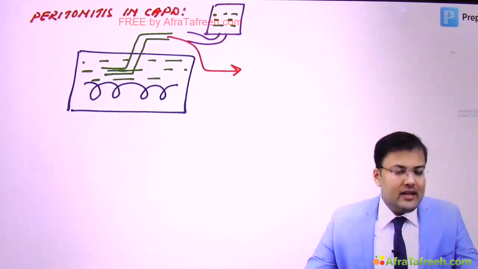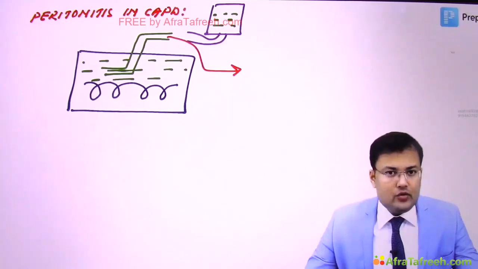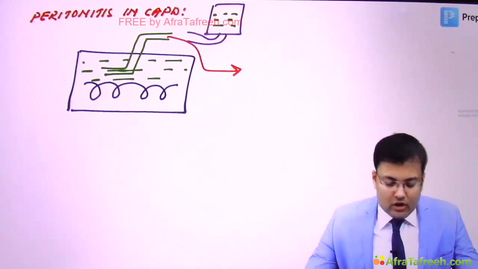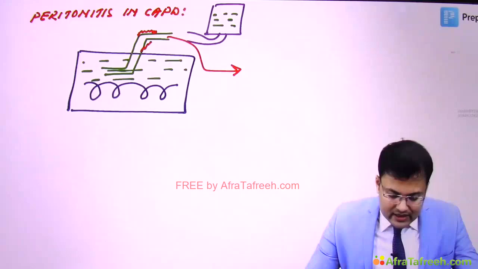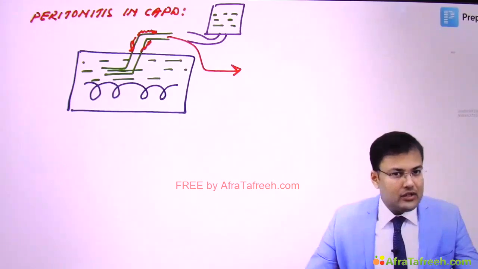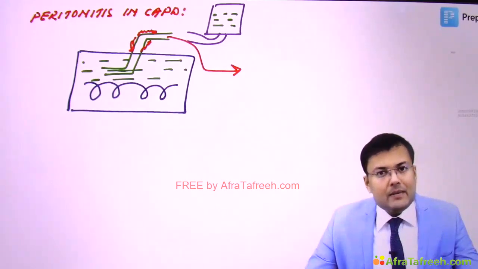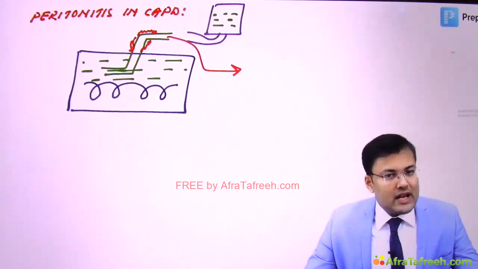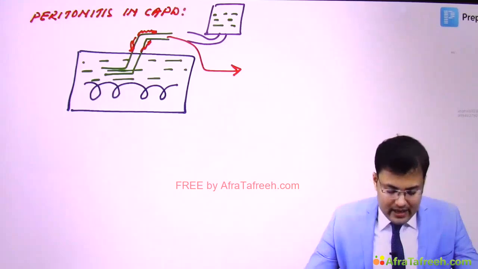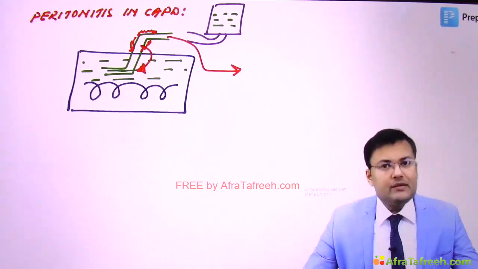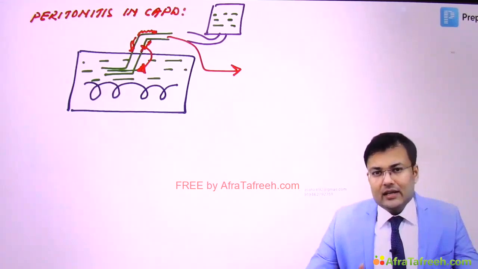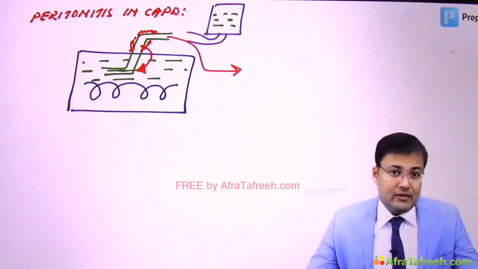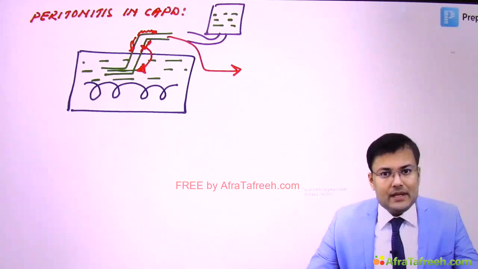What is another hint about this particular organism? It is going to produce the slime. So the organism is going to produce the slime and it is going to colonize the catheter or implant. So this organism is Staph epidermidis. So it is going to colonize the implant or this catheter, and because of this it is responsible for peritonitis in CAPD. So the question which is asked is, what is the most common organism responsible for peritonitis in CAPD? It is the Staph epidermidis.